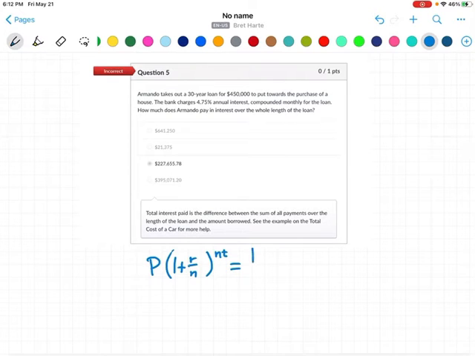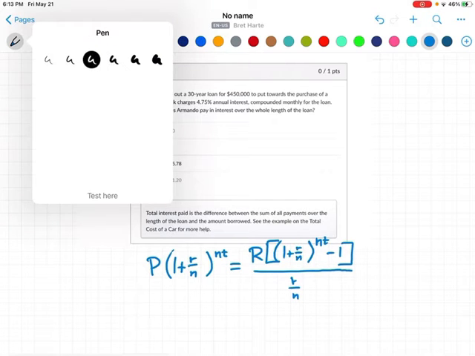R[(1 + r/n)^(nt) - 1], and that's all over r/n. And then what I like to do now is identify my variables.